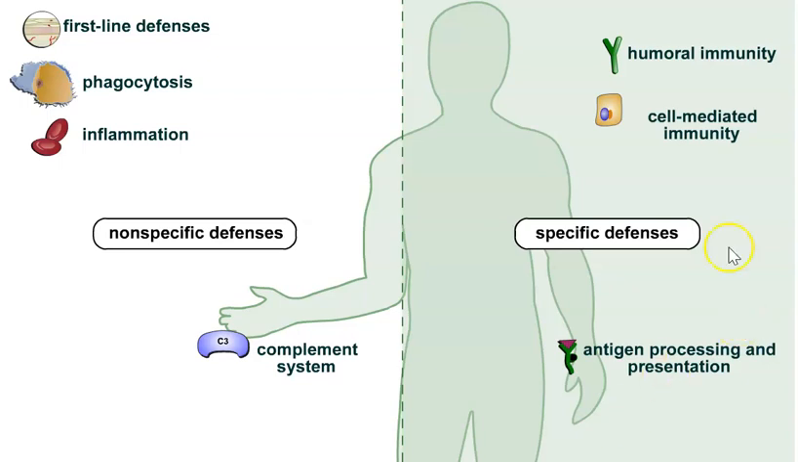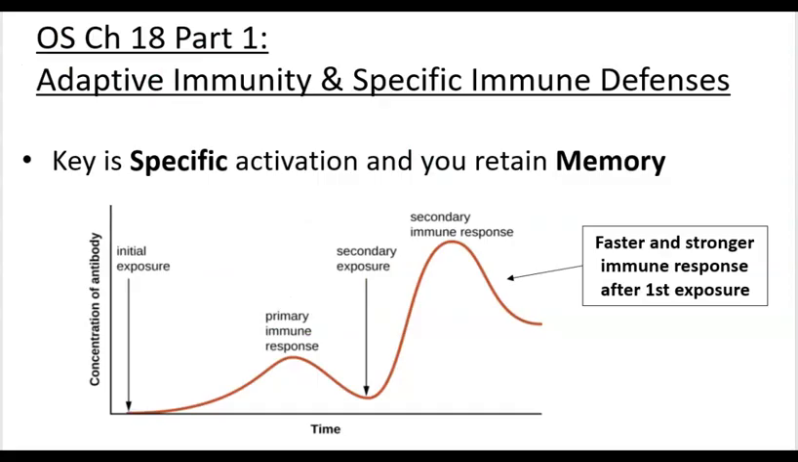And so when we look in chapter 18 and we switch gears now, we're going to start looking at the specific defenses. And what we can see here from looking at this graph is really the key to what's known as the adaptive immunity that is going to give us these specific defenses. And the key to this is two things really.